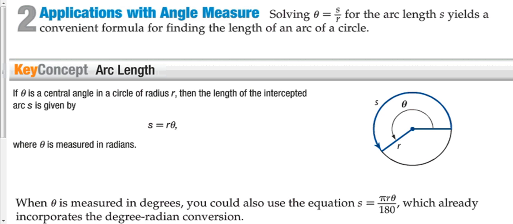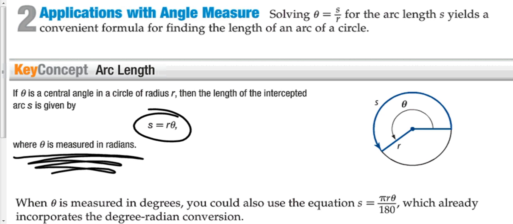solving theta equals S over R for arc length S yields a convenient formula for finding the length of an arc, right? All we have to do is multiply both sides by R and we get that formula right there. If theta is a central angle in a circle of radius R, the length of the intercepted arc is given by S equals R theta. Very important: theta is measured in radians. Always, always, always in radians. Okay? If it's not in radians, put it in radians.